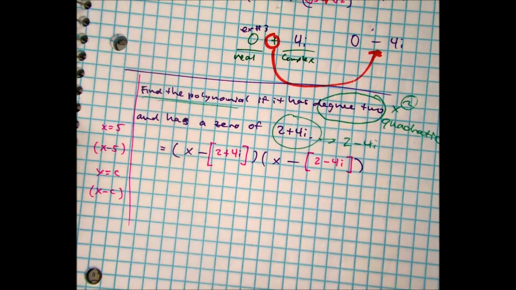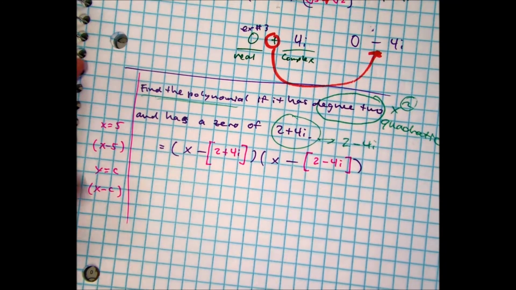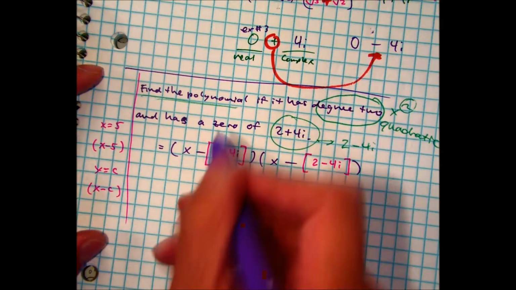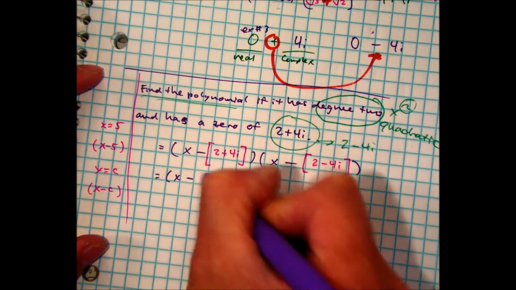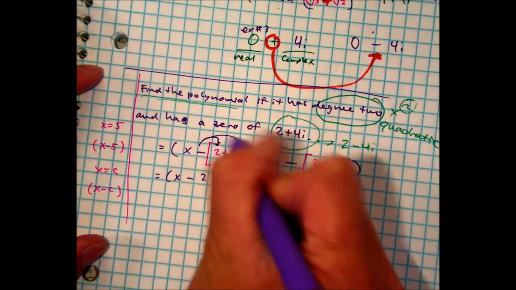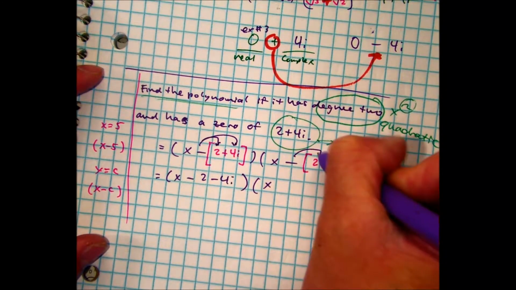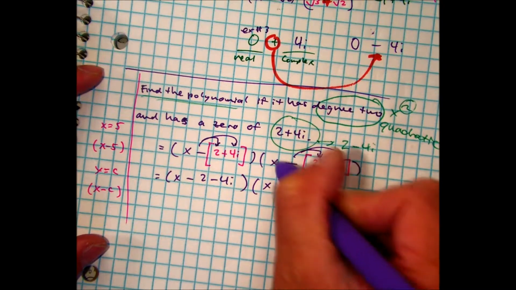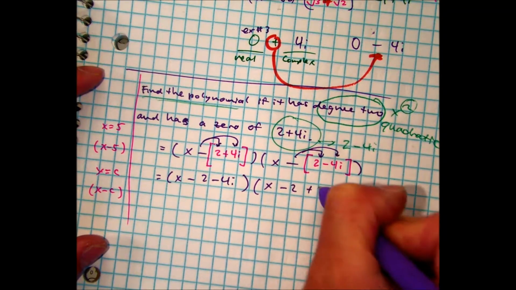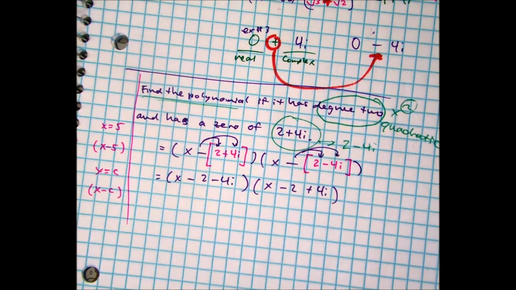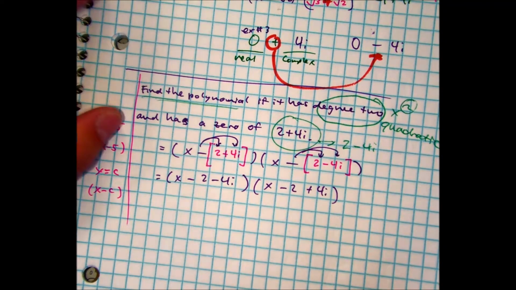Let me show you guys how to solve this one. I'm going to distribute the negative: x minus 2, don't forget to go to the second term, minus 4i. Same thing over here. I'm going to distribute. I have x minus 2 plus 4i. There's a couple of ways of solving this problem. I'm going to show you guys one.